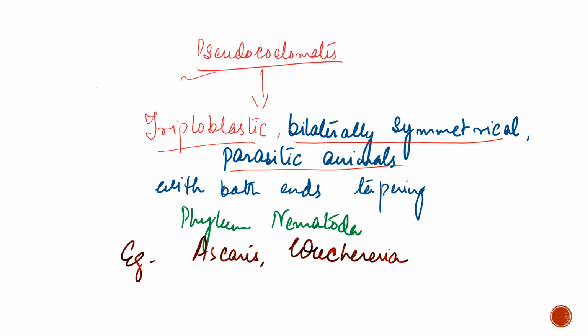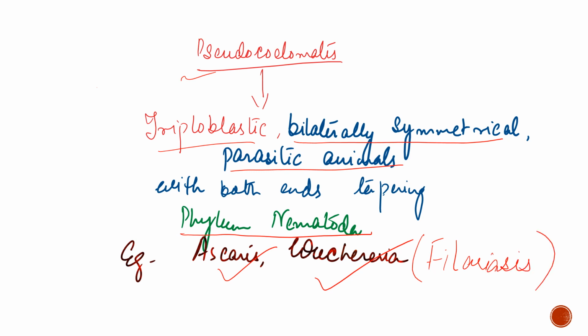Under the pseudocoelomates, we will take phylum Nematoda. What are the examples of Nematoda? Ascaris and Wuchereria. Wuchereria bancrofti causes a disease called filariasis, which you will study. Ascaris also is a type of worm. We will study all these characters in detail. Now let us move on to the next category, that is coelomates.